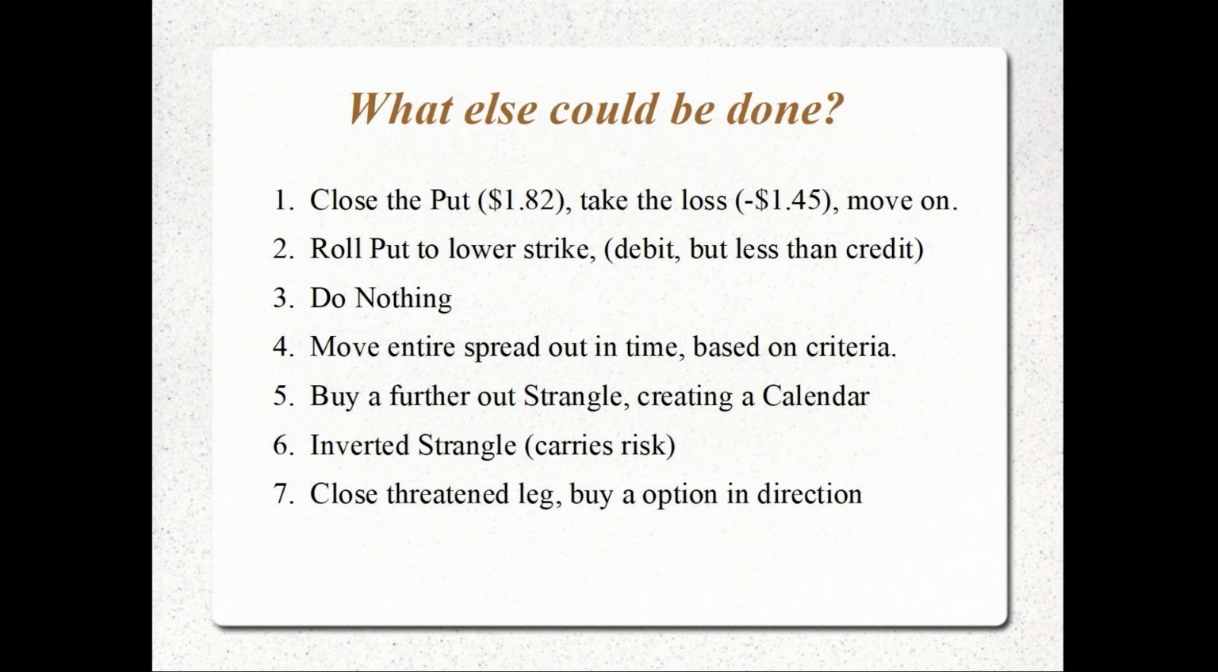You could do nothing and hope the stock recovers. In this case, it did. If we did nothing after it breached 61.18, by October 20th, ATVI had moved back between the two strike prices. We would have gotten that max $1.45 net credit.